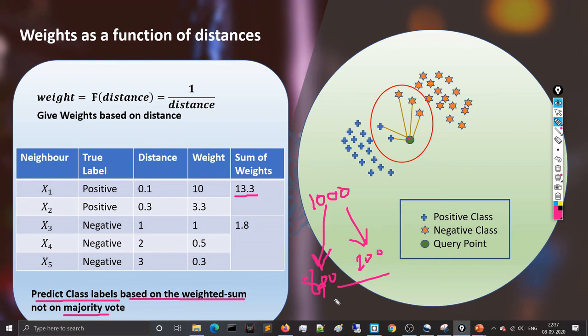So weights are one of the core concepts of machine learning. We'll talk more about this, but this is how we can handle the special cases in KNN, which is also called weighted KNN. Okay, so this is the end of the video.